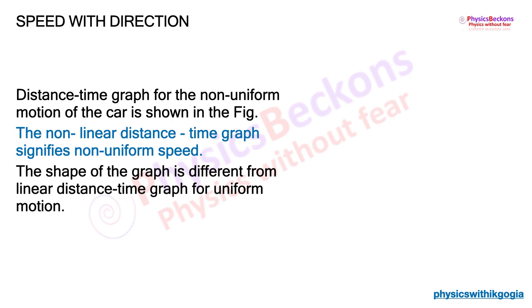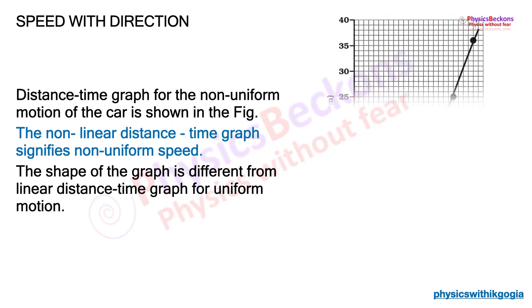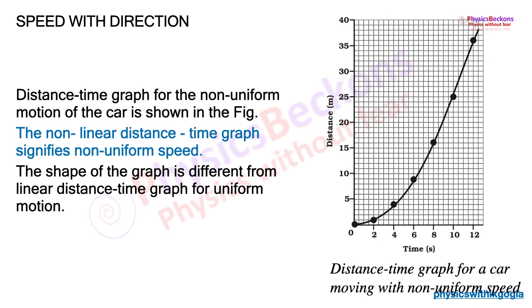The shape of the graph is different from the distance time graph for uniform motion. You can recall distance time graph for uniform motion was a straight line, it was linear, whereas for the non-uniform motion, the distance time graph is a curve, which you can see on your screen.